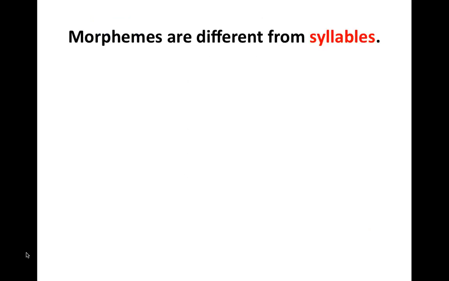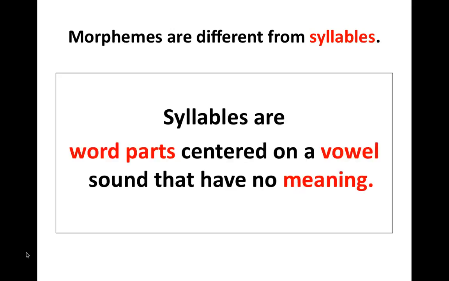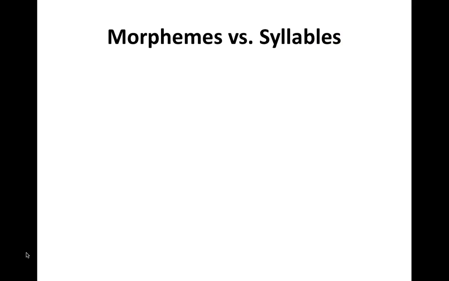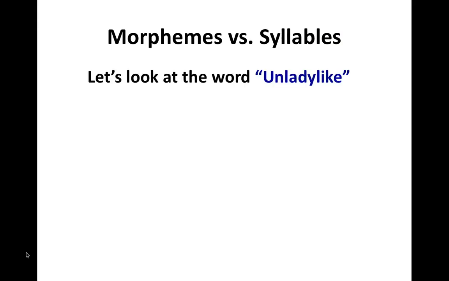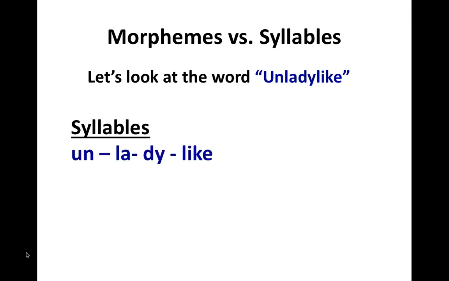Morphemes are different from syllables. Syllables are word parts also, but they are centered on a vowel sound and have no meaning. Syllables help us sound out or say the word. Let's consider the difference between morphemes and syllables. Look at the word unladylike. When you consider the number of syllables in the word, you find it has 4 syllables. I like to tell students to clap out the syllables, unladylike. They can also touch their chins while saying the word to see how many times their chin drops when saying it. In this case, it's 4 times.